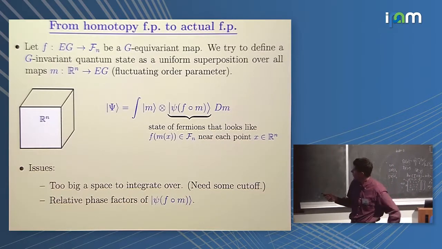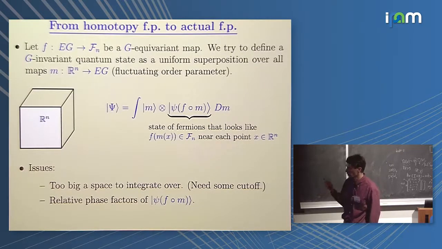So this is how we do it in principle. Take a homotopy fixed point. We try to define a G-invariant quantum state, which would be an actual fixed point. And it is defined this way. It's a uniform superposition over all maps from Rn to EG. It's a fluctuating order parameter. It's a sigma model with the target space EG.